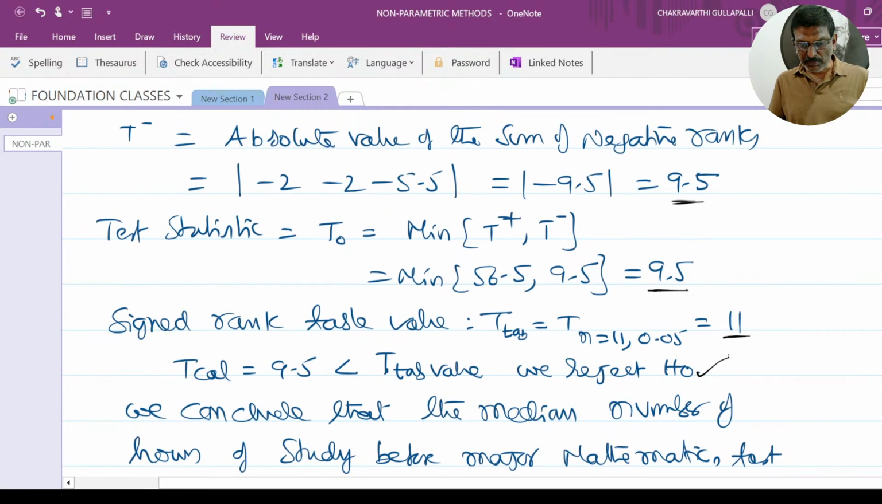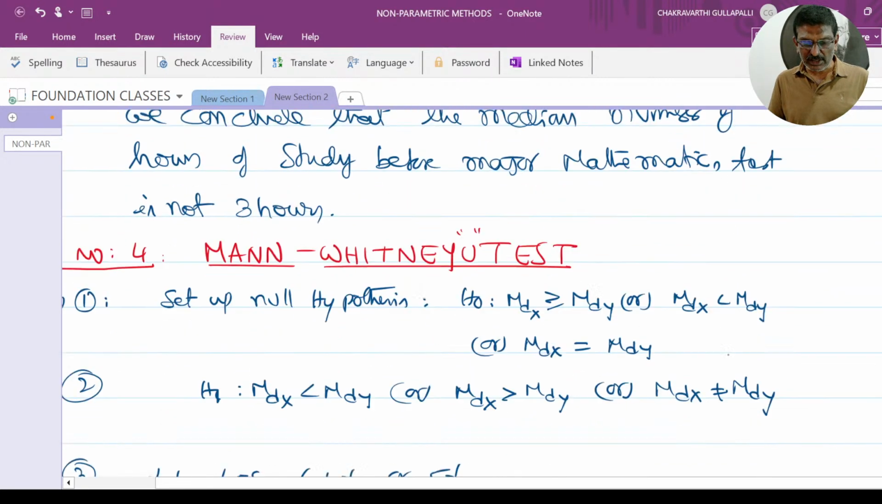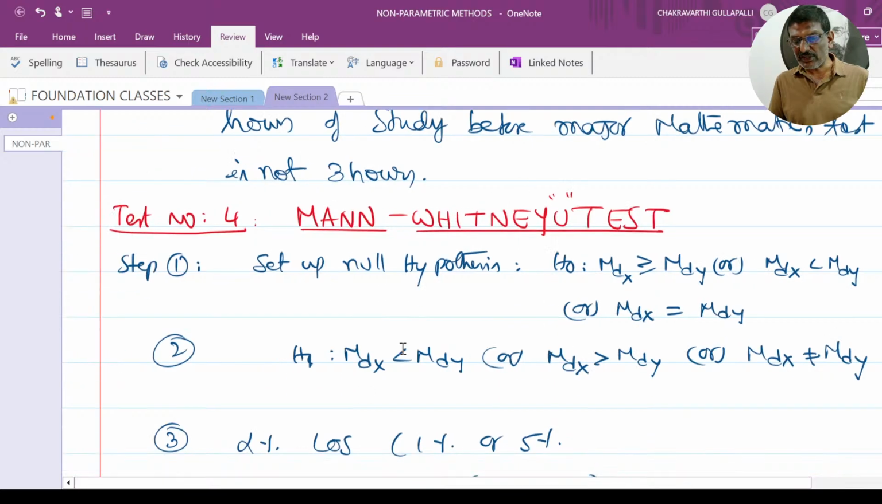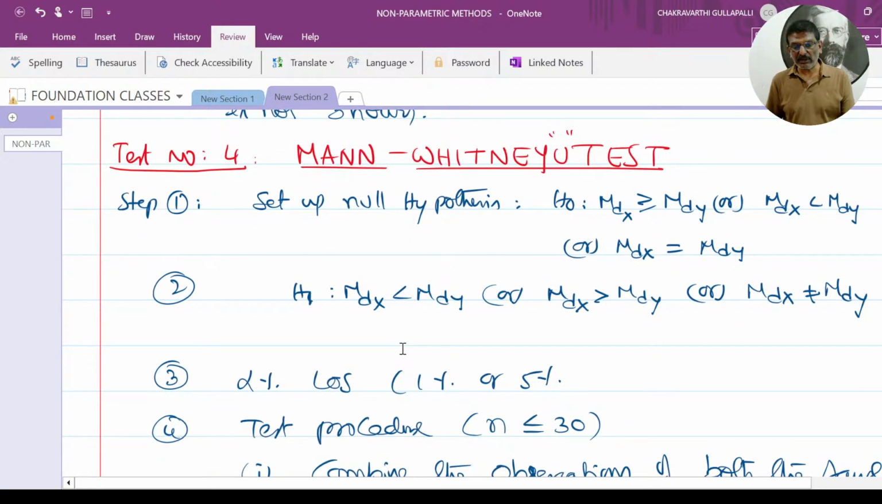So go through this problem, easily we can understand the concept. So next another one here, the Mann-Whitney test. That is test number 4, also very useful for comparing two population medians. You have to use this Mann-Whitney test. Step 1, set up the null hypothesis. H0, the population median of population 1 is greater than or equal to the median of population 2, or less than or equal. This is the null hypothesis.